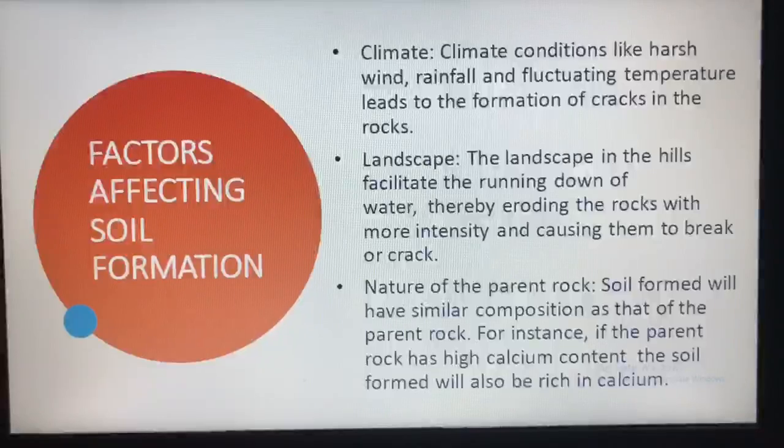So today we have studied about the factors affecting the soil formation. So what are the factors? First one is climate, second one is landscape, third one is nature of parent rock.